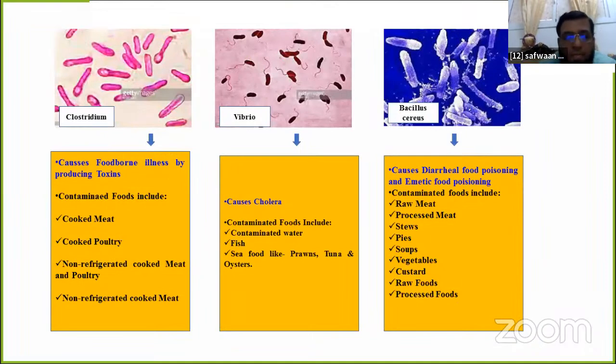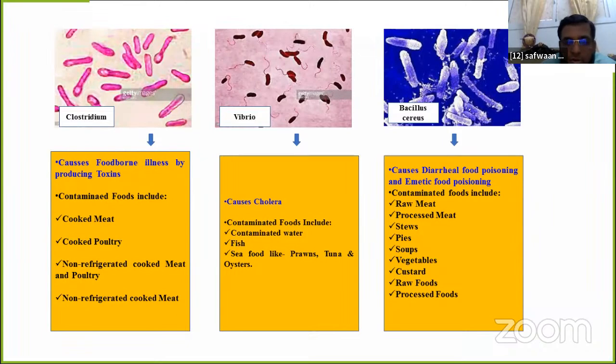Then Clostridium. Clostridium commonly produces toxins. So it contaminates cooked meat, poultry, and non-refrigerated cooked meat and poultry. Here we also do Clostridium in canned food. This is a very important test for canned food. Clostridium perfringens, we have to test, and the procedure of testing is very tedious. The first step of the diagnosis takes 10 days for Clostridium.